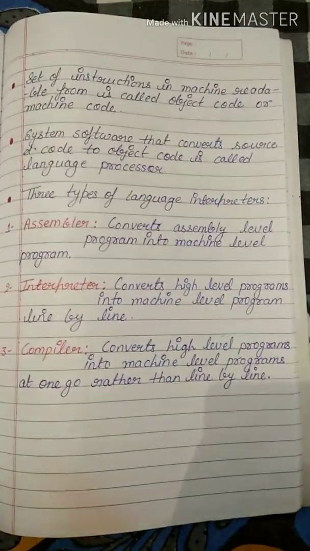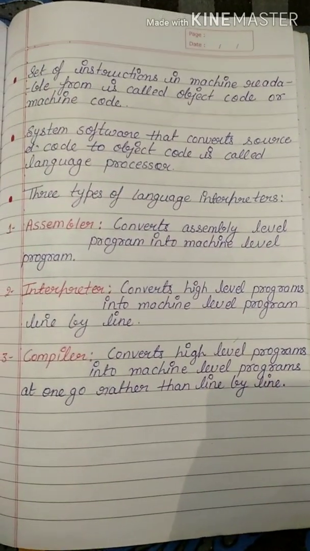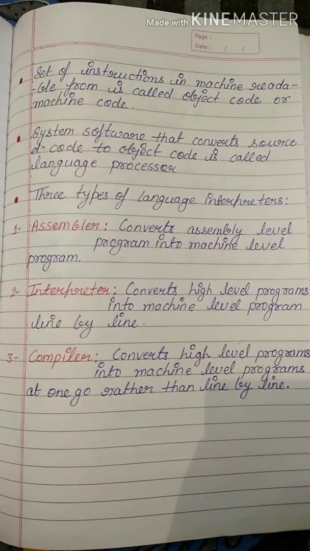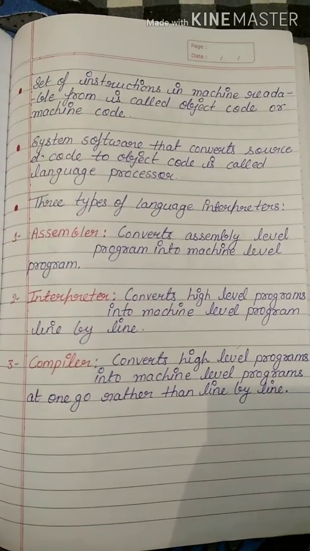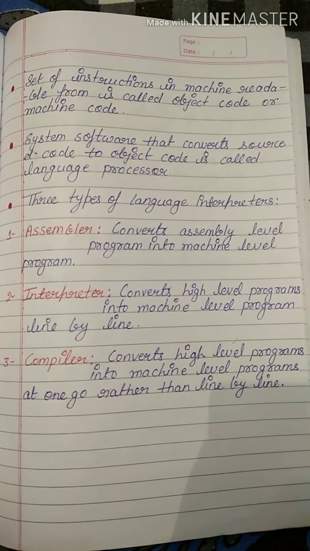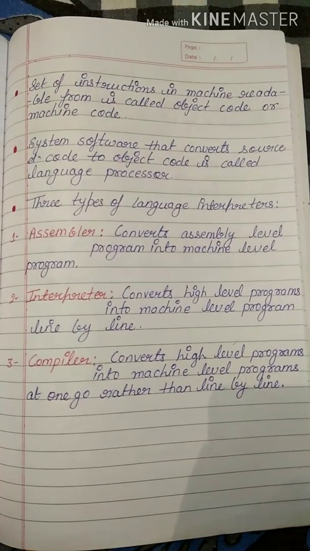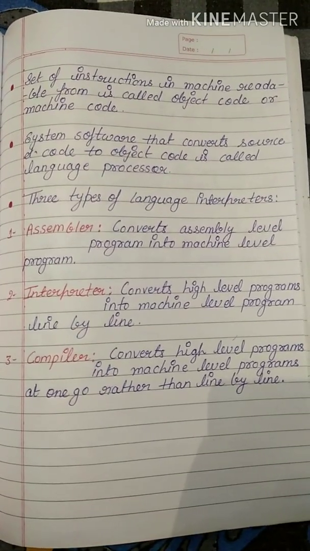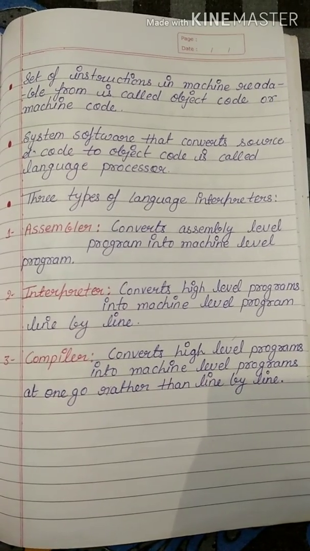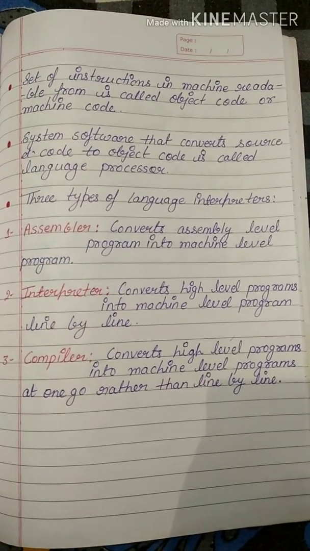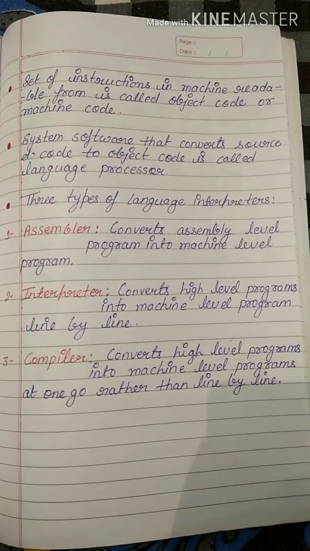What will a language processor do? A language processor will convert a high level language into an assembly level language or a machine level language that the computer can understand easily. For this processing, there are three types of language processors: assembler, interpreter, and compiler. What does an assembler do? It will convert an assembly level program into a machine level program. Remember that at the end, the instructions have to be in machine level language so that the computer can carry out those instructions.